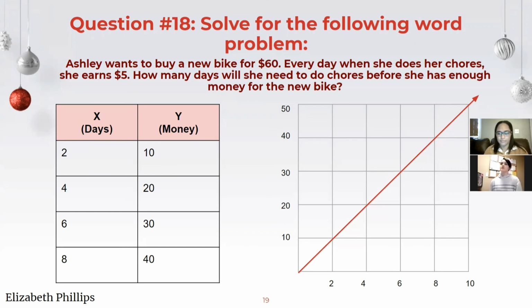Or we can look at our chart to the right, which doesn't quite go far enough, but if we really want to, we can get a bigger setup. We can go right to 12 on our x-axis, and then up to 60, and that should be where our line intersects with the point that we just found, which means if she were to work 12 days, she would have $60.